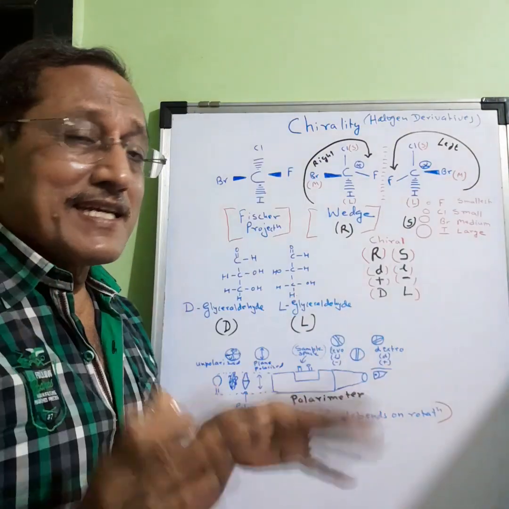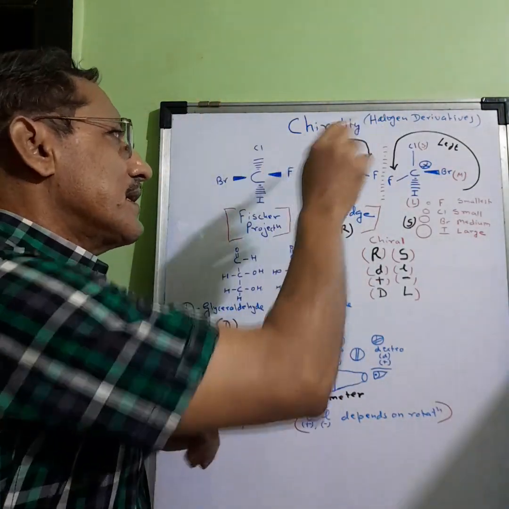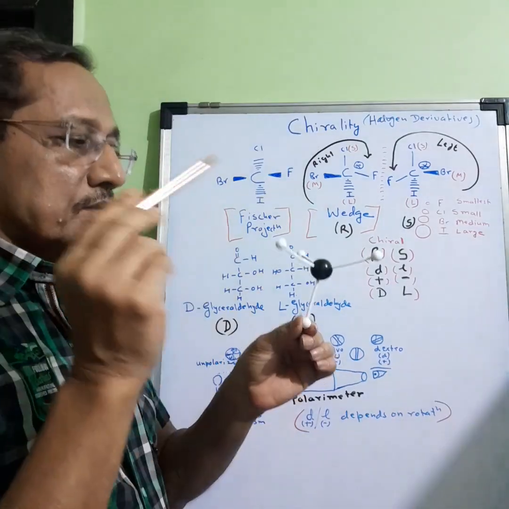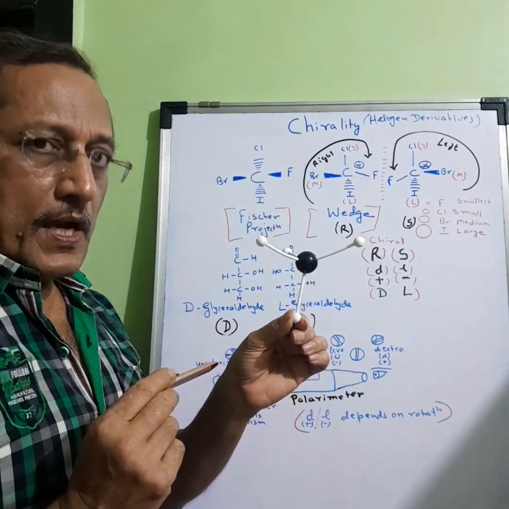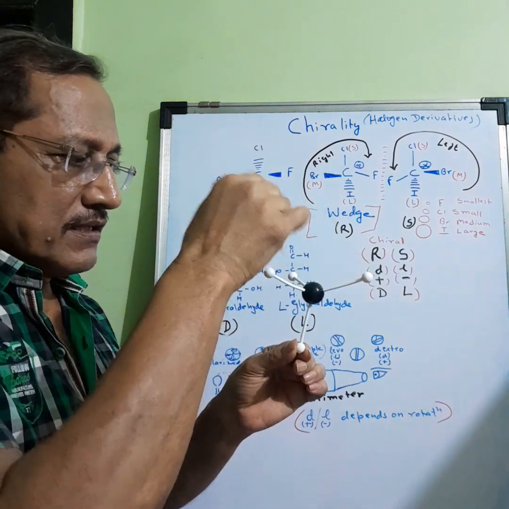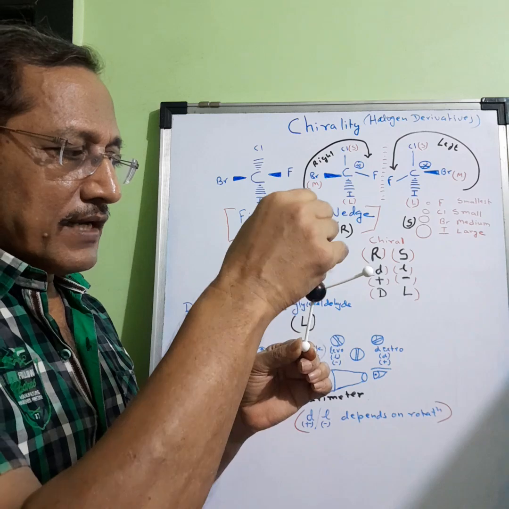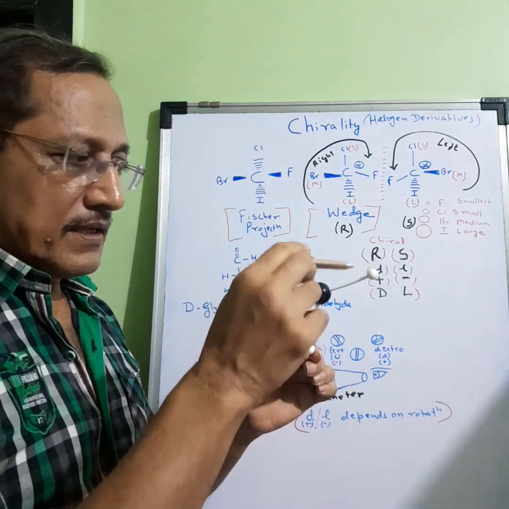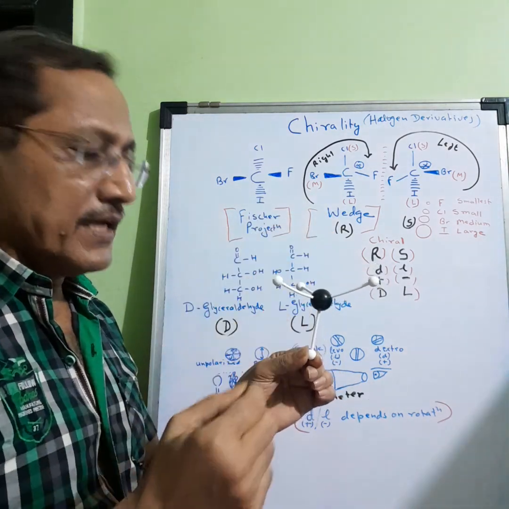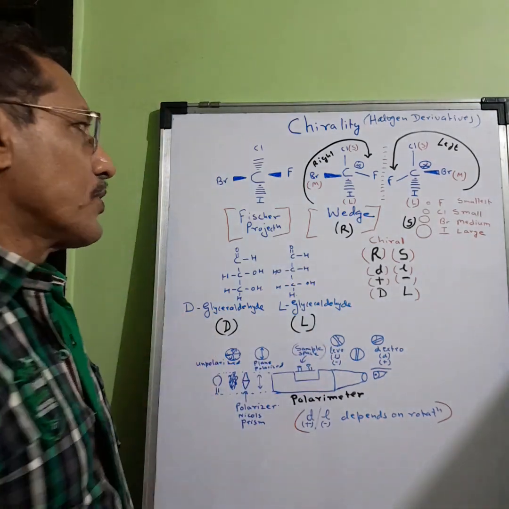Hi guys, let's get into the chapter halogen derivatives and chirality in halogen derivatives. This is CH4, methane, with a tetrahedral structure. This is carbon to which 4 hydrogen atoms are attached, and these are the bonds. The bond angle, we know, is approximately 109 degrees, in a tetrahedral structure. Keeping this in mind, let's progress now.